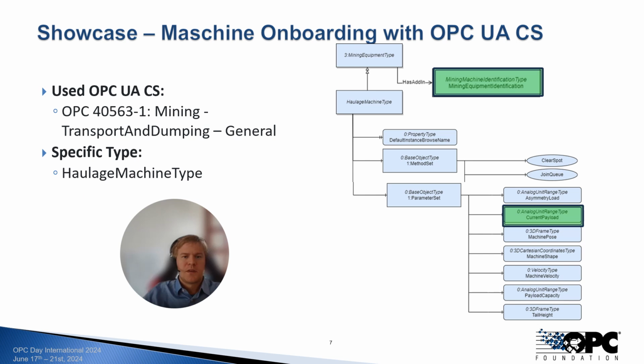The companion specification here includes object types for the haulage machine. This includes basic building blocks from the mining for the identification, containing attributes like the asset ID, manufacturer, or the serial number, and also here our parameter set, which contains the current payload. These attributes from the identification and the current payload should be used for our Umati dashboard demonstration.